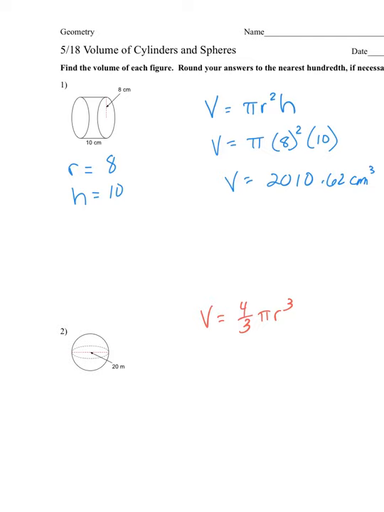A sphere has this formula, and so this formula is 4/3 pi r cubed, and we need the radius is all we need on this. So if the sphere has a diameter of 20, it has a radius of 10. Remember, if they give you the diameter, find the radius. So we put 4/3 pi 10 cubed in the calculator, and we get that the volume is 4,188.79, and this is in meters, so it's meters cubed.